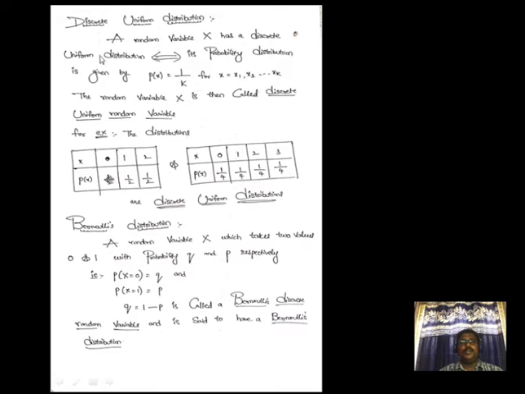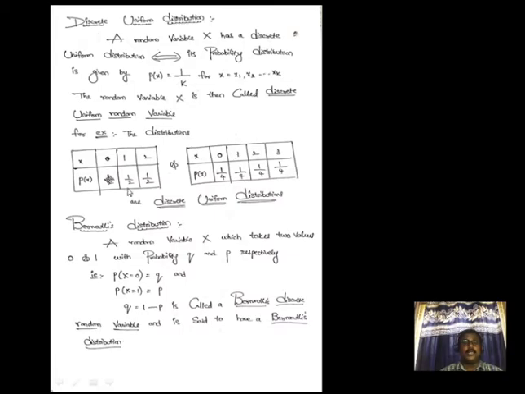Before going to learn that, we are going to see some definitions, that is discrete uniform distribution. The definition of discrete uniform distribution: a random variable x has a discrete uniform distribution if and only if its probability distribution is given as p of x equal to 1 by k. This is the condition. The random variable x is called discrete uniform random variable.